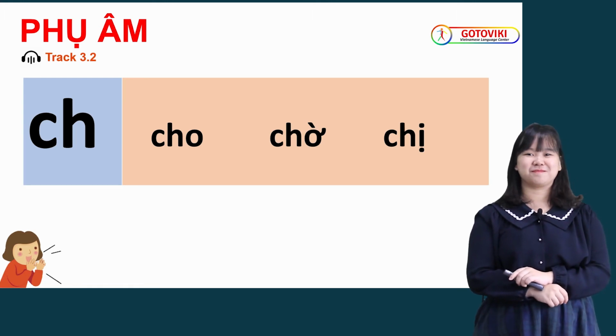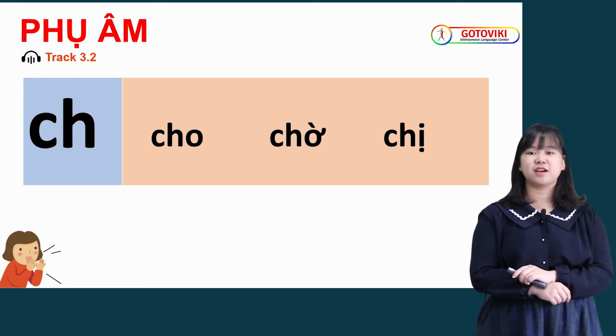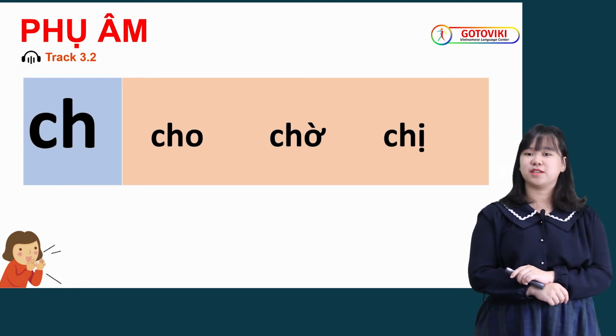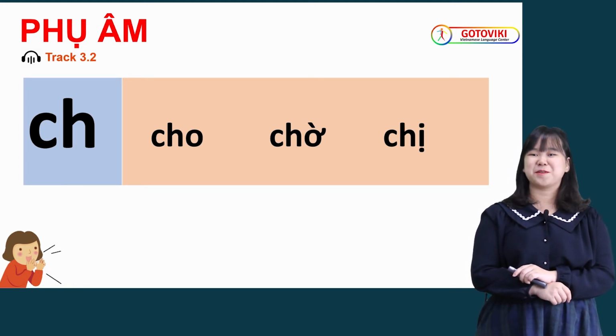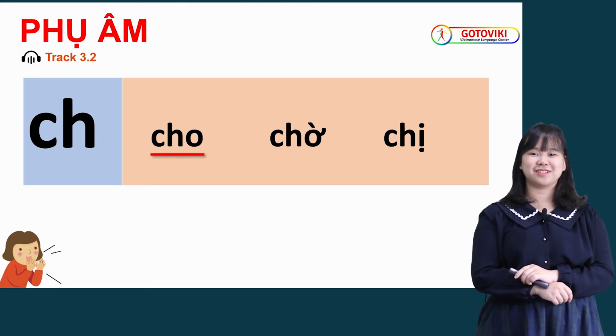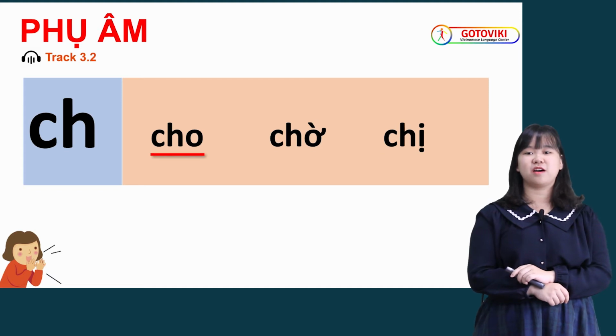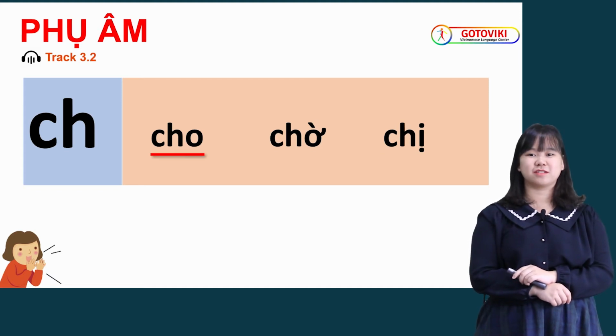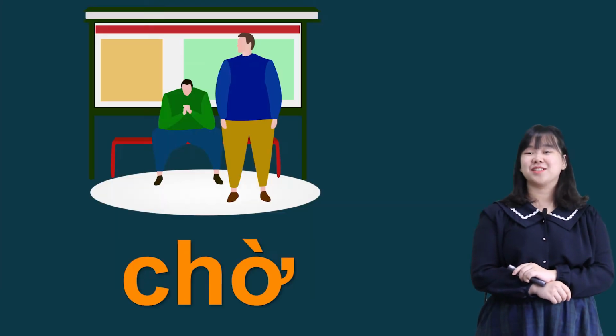We will continue with the consonant ch, or is called chờ nhẹ in Vietnamese. Đọc theo mình nhé. Chờ, chờ, chờ. Let's have some examples. Cho, chờ, chị. Cho, chờ, chị. Chờ is to wait in English.